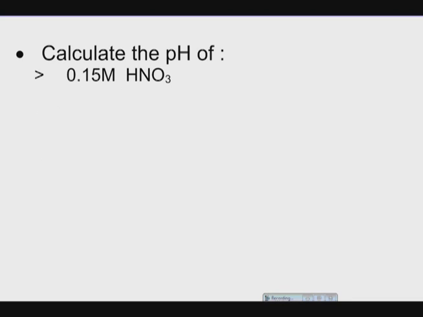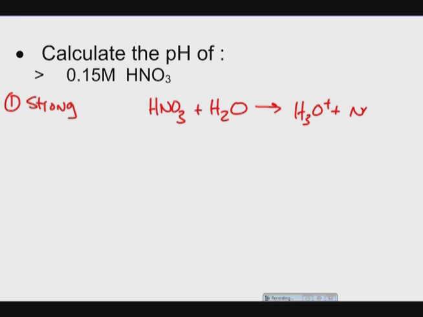So the first thing is calculating the pH of a 0.15 molar HNO3 nitric acid solution. Now, first thing, you got to remember this is a strong acid. And because it's a strong acid, we will have 100% dissociation of the acid into ions, which actually makes things pretty easy to figure out. So we have nitric acid, we have our water, we're doing a Brønsted-Lowry type definition. We'll get hydronium ions and nitrate ions as well.